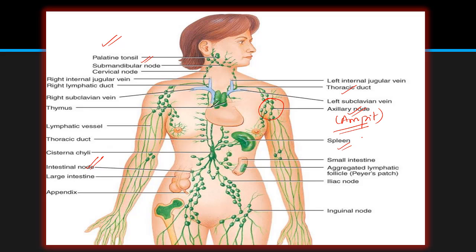The spleen is also a lymphoid organ. Then the small intestine has aggregated lymphatic follicles known as Peyer's patches. And these are iliac nodes, and these are inguinal nodes. So inguinal nodes, iliac nodes, Peyer's patches, axillary nodes, palatine tonsils, all these are lymph nodes.